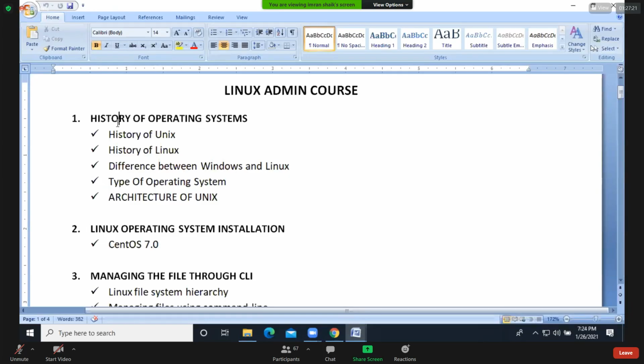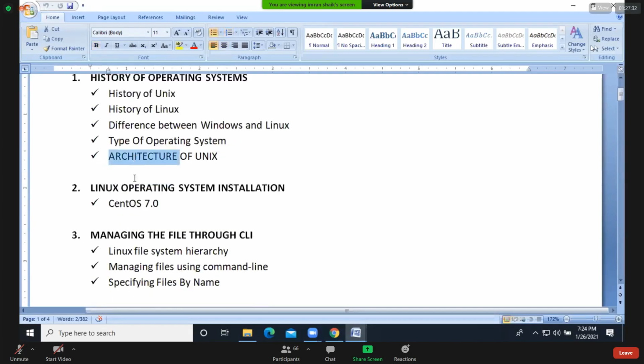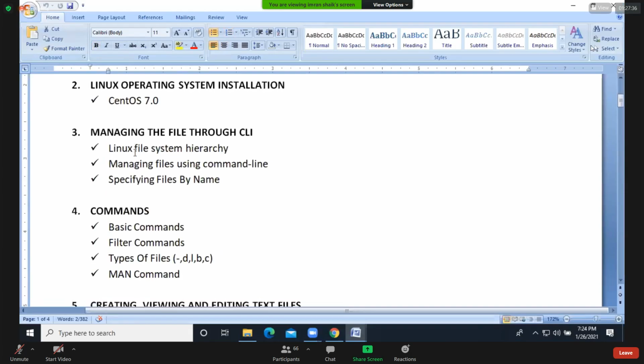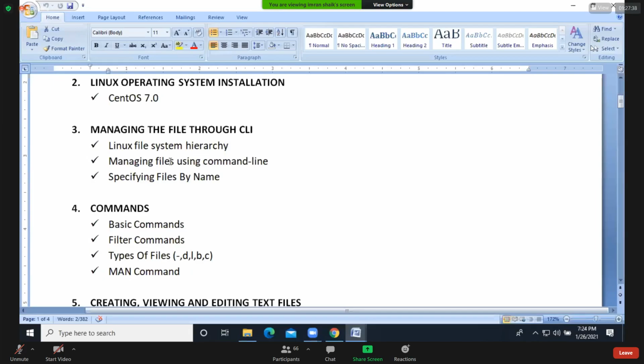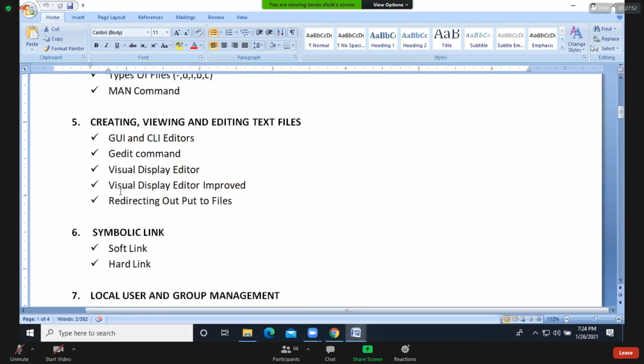So these are the chapters we are going to cover. History of the operating system, we already did today. Differences between Windows and Linux, and then types of operating systems. Tomorrow we'll do the architecture of Unix. Then the installation part, operating system installation, and then the file system hierarchy. This is also a very important chapter, the third chapter. And basic commands, filter commands, how we identify the file types, and the man command, everything we're going to discuss in the fourth chapter.